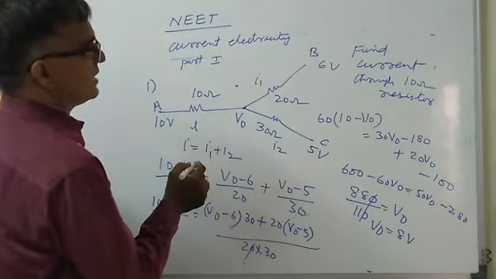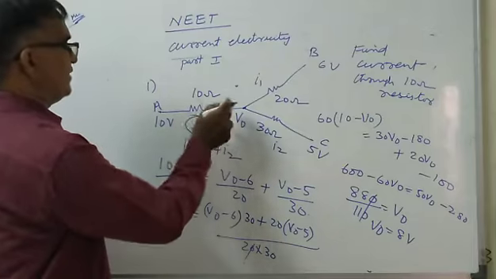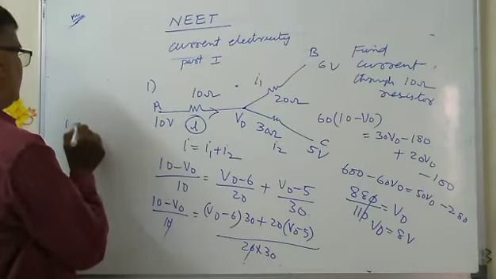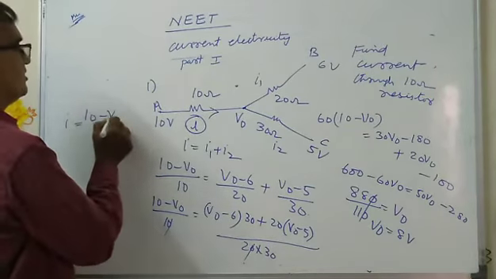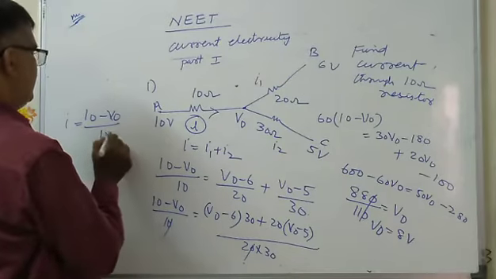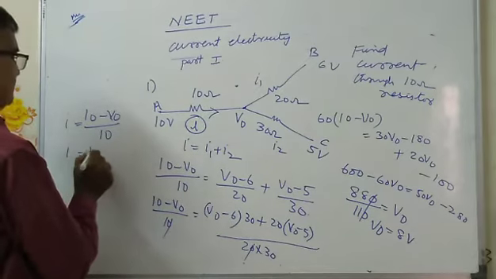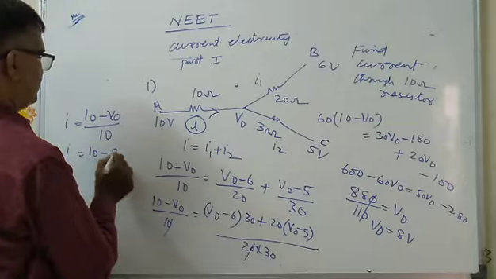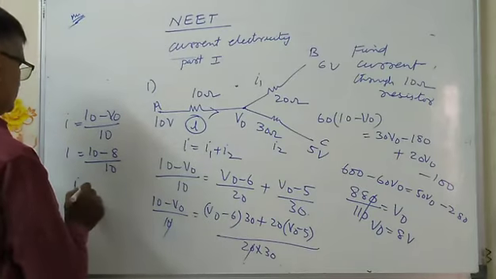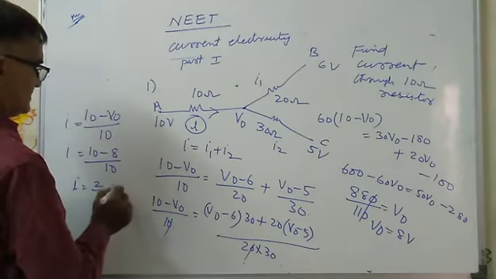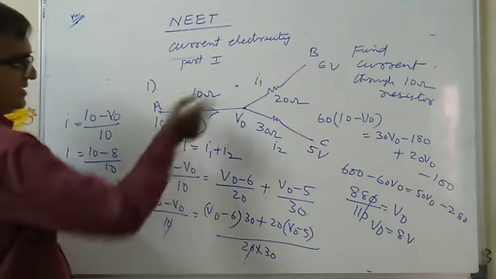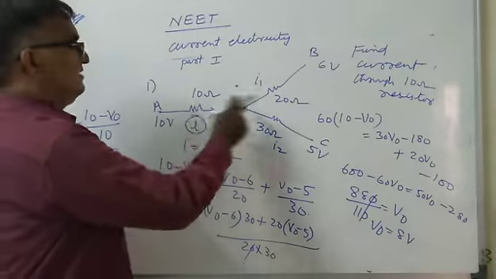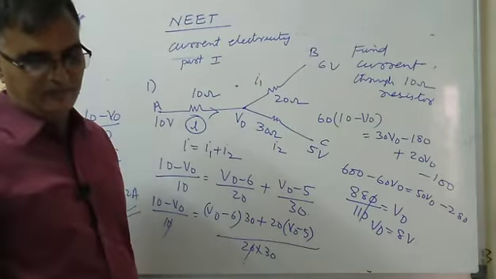Now we are asked to calculate the current through this, I, you need to find. For this I, we have 10 minus V0 by 10. So I is equal to 10 minus 8 by 10, that is I is equal to 2 by 10, that is 0.2 amperes is the current passing through this 10 ohm resistor. This is the first problem.